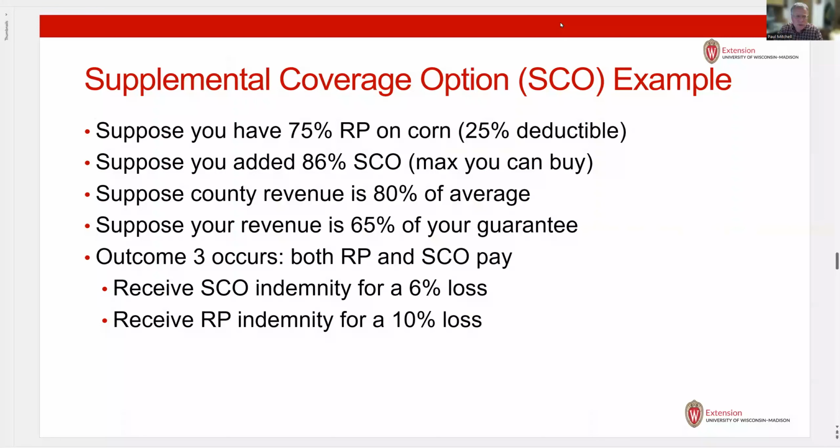So, for example, suppose you have a 75% revenue protection policy on your corn. That means you have the 25% deductible. You've added 86% SCO on top of it, the maximum you could buy. Suppose your county revenue is 80% of its average, and suppose your revenue is 65% of your guarantee. That's outcome 3. Both of them are going to pay. You can receive an SCO indemnity for a 6% loss and a revenue protection indemnity for a 10% loss.